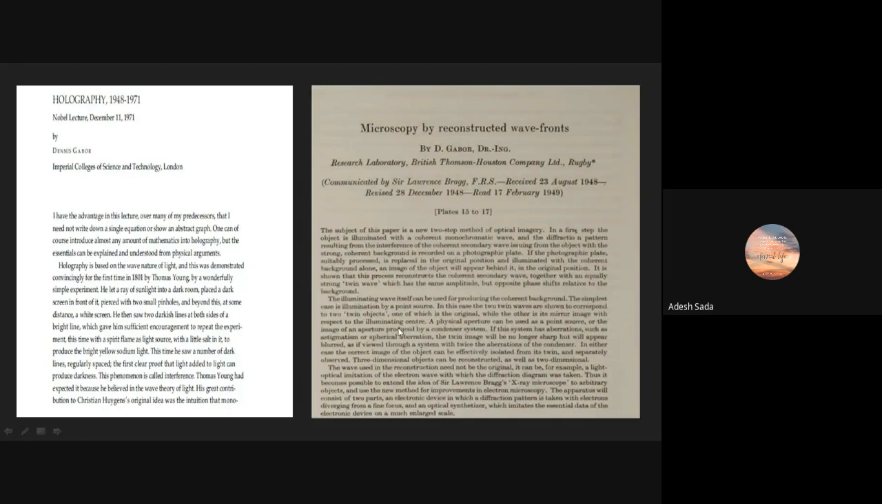Here are the two crucial papers of Dennis Gabor. On the right-hand side of your screen is the 33-page paper titled Microscopy by Reconstructed Wavefronts, which was presented to the Royal Society of London by his fellow physicist Lawrence Bragg on Gabor's behalf. In the abstract of this paper, Gabor clearly states what holography is and how it actually works.